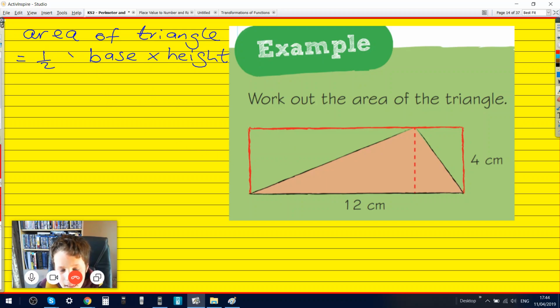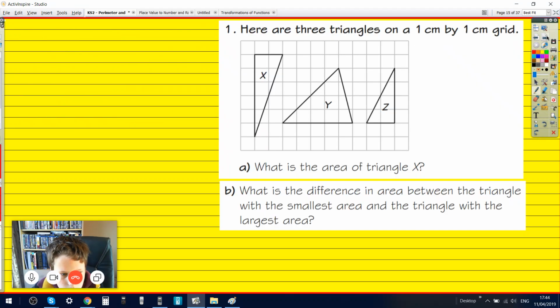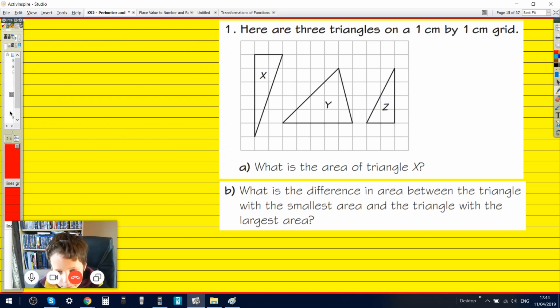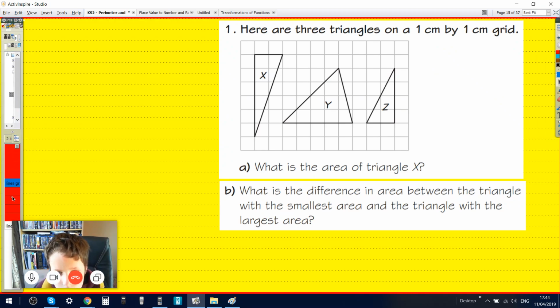And so you do a half times base times height. You said 12 times 4, so we're doing half of 12 times 4. So half of 48 is 24, and that's the area of the triangle. Okay, so the area of the rectangle is 48, the area of the triangle is 24. Let's try X.